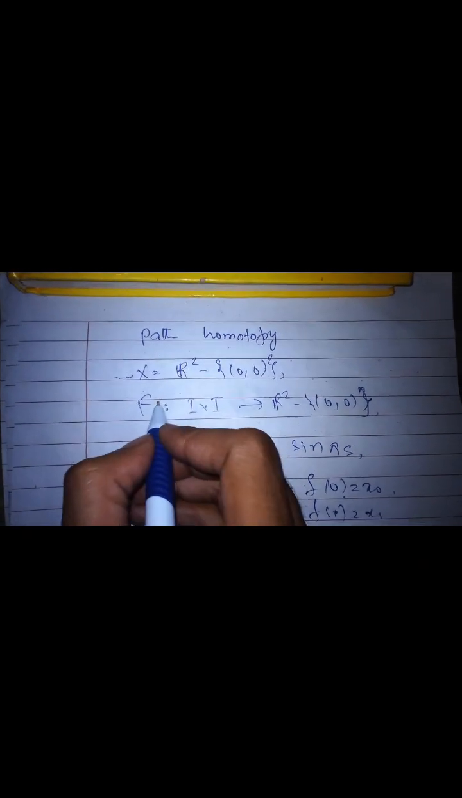I'm going to explain path homotopic examples: some examples of two paths that are path homotopic, and some examples of two paths that are not path homotopic. Let's say X is a topological space, R2 minus (0, 0), and there is a path homotopy from I cross I to R2 minus (0, 0).